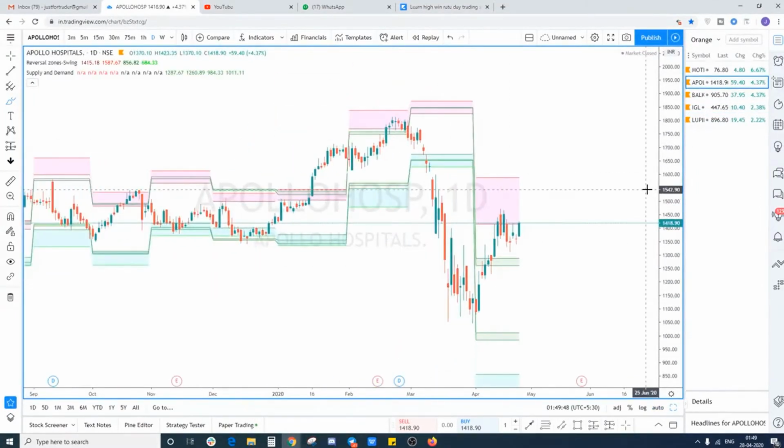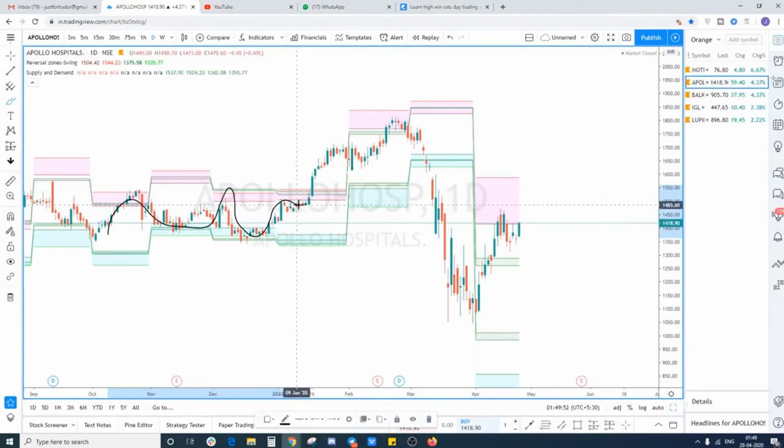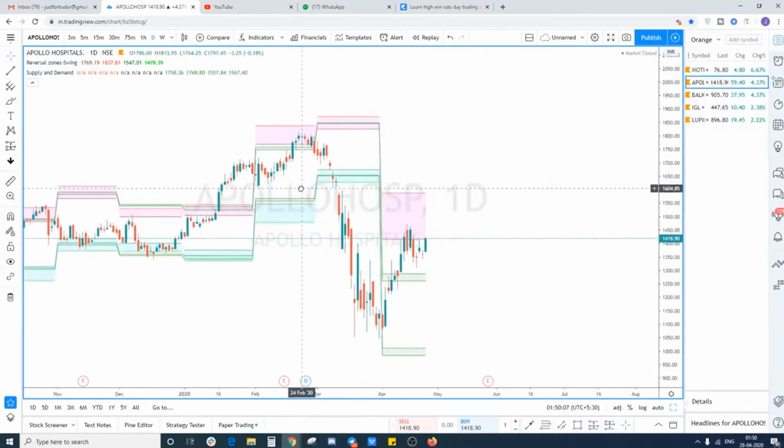Let's look at Apollo Hospital. Look at this. There will be a play between the zones, and the moment it crosses both the zones, look at the momentum. It is like a game only, guys. Once you get the knack of these strategies, you can make money crazily. I have taken trades based on these, and look at this fall.